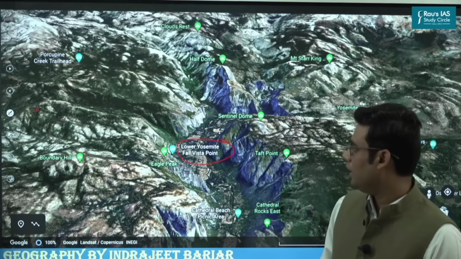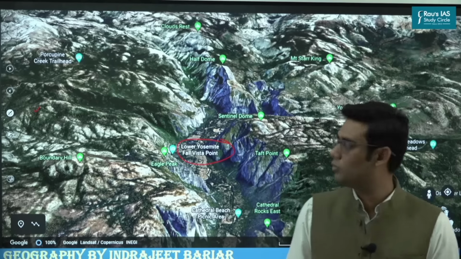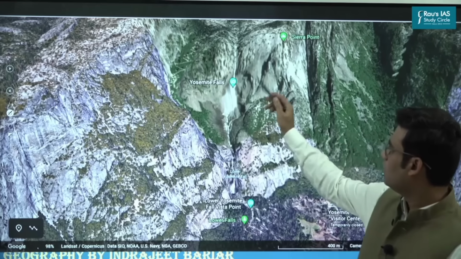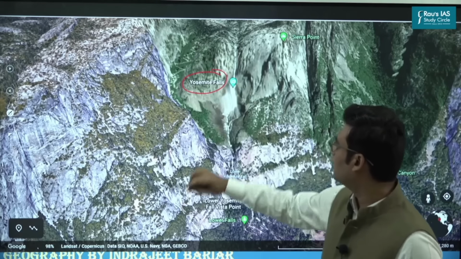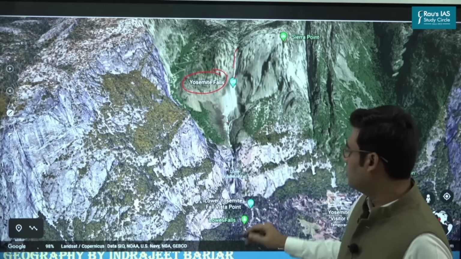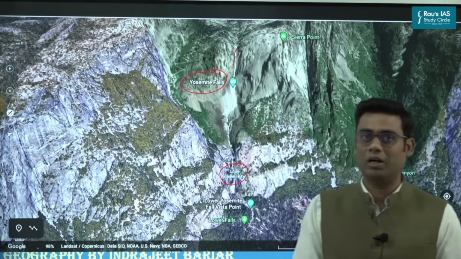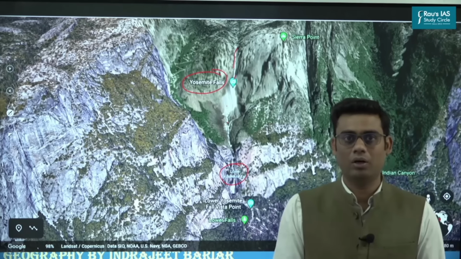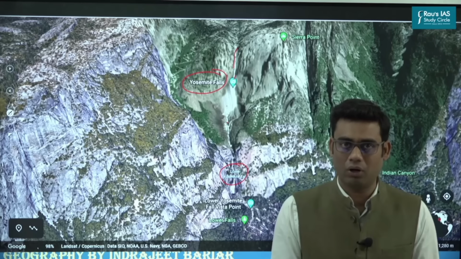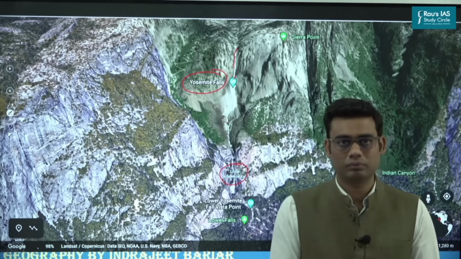In Yosemite Valley, I have something called Yosemite Falls. So you can see over here Yosemite Falls. This is the Yosemite Falls, Lower Yosemite Fall and the main Yosemite Fall. About Yosemite Fall, the Yosemite Fall is the highest waterfall of North America.